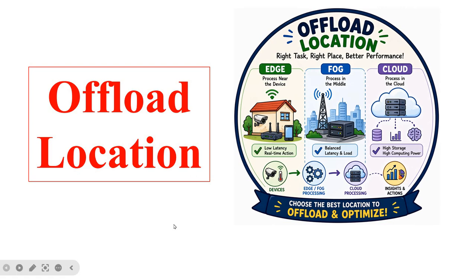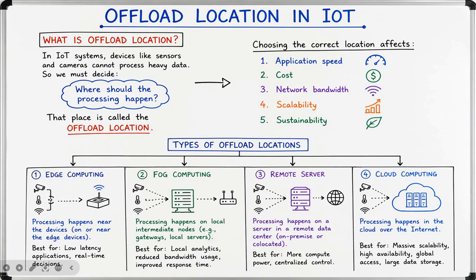In this lecture, we will understand what is offload location. In IoT systems, devices like sensors and cameras cannot process heavy data. Therefore, we have to decide where the processing should happen. That place is called the offload location. Choosing the correct location affects the application speed, cost, network bandwidth, scalability, and sustainability.